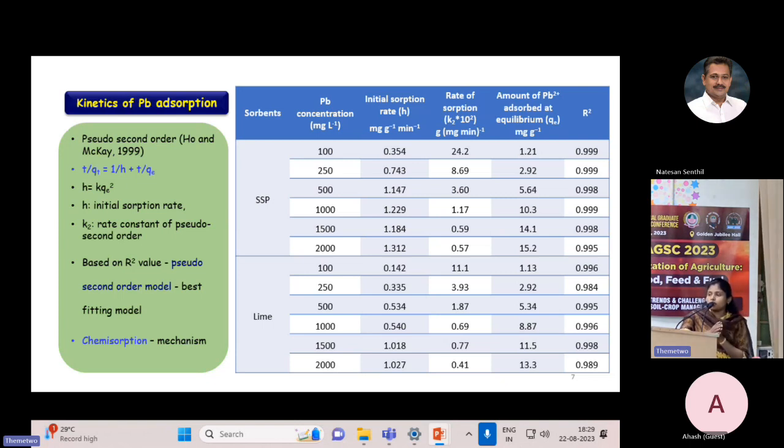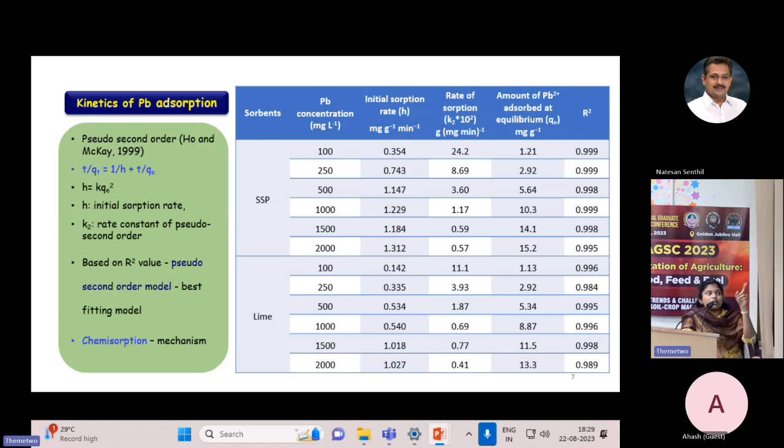According to the pseudo second order model, the main mechanism which dominates in the system is chemisorption. That is, there will be the involvement of chemical force or electron sharing operating in that system. So the dominant mechanism in both these sorbents is chemisorption.